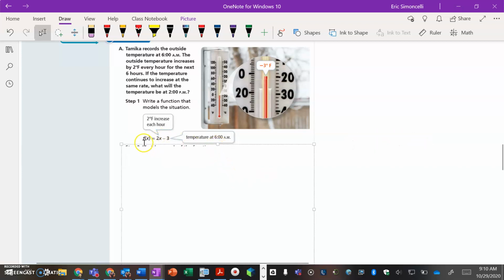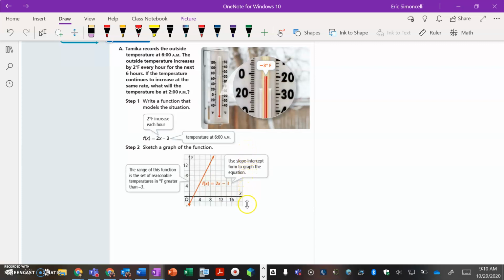The equation f(x) = 2x - 3. Again, an increase of 2, so 2x, there's your slope, 2 degrees Fahrenheit per hour times x, and then minus 3. Where does the minus 3 come in? If you denote here where we're starting, minus 3, then from there, of course, it's going to go up. That's your y-intercept, obviously.